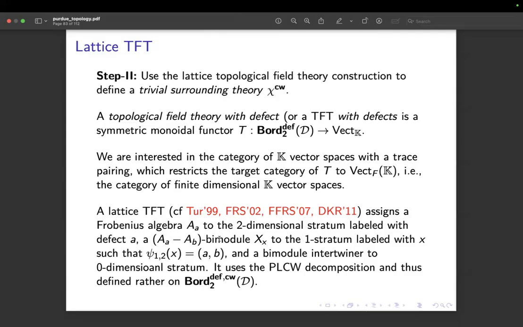It uses the PLCW decomposition, and that's defined rather on the Bord2 category with CW. Here I want to mention that even if you look at the DKR paper, the calculation goes horribly fast, and that's why you don't see a zero-dimensional stratum there. I don't know any work other than my own where you see a calculation using a zero-dimensional stratum. Okay, maybe that's why they didn't discover this property of graph curling earlier.